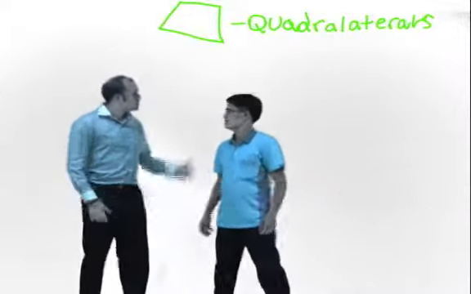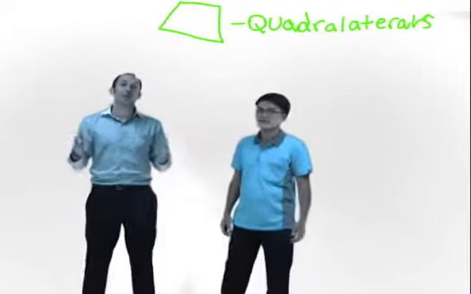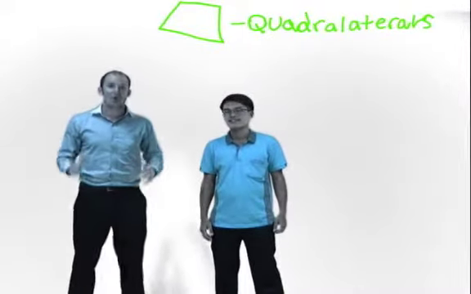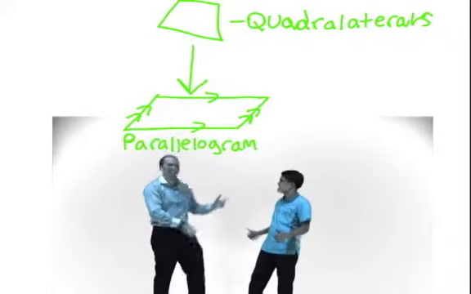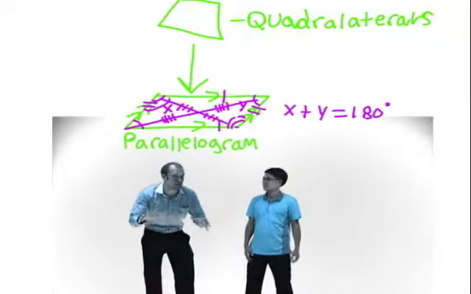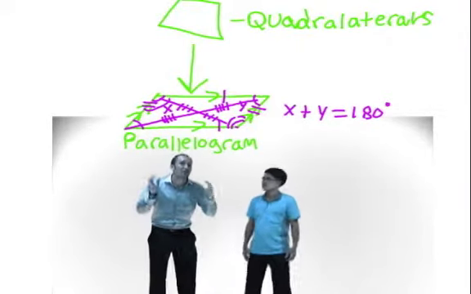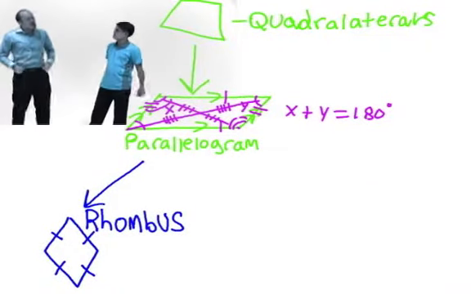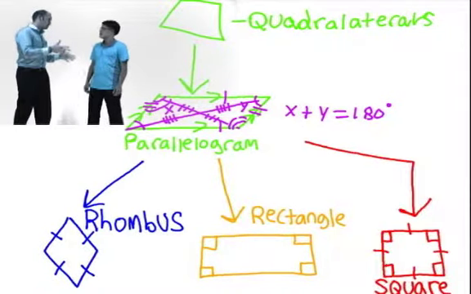Oh, hey, Mr. K. You want to learn about quadrilaterals? Yes. Okay. Well, a quadrilateral is a shape that has four sides. Now, we've learned about one type of quadrilateral, which is a parallelogram. Well, we learned already that there are properties of the parallelograms. Now, the properties of the parallelograms are going to be used for other polygons, such as a rhombus, a rectangle, and also a square.